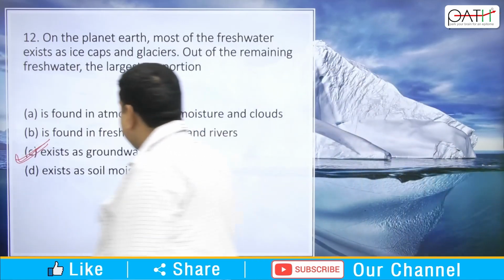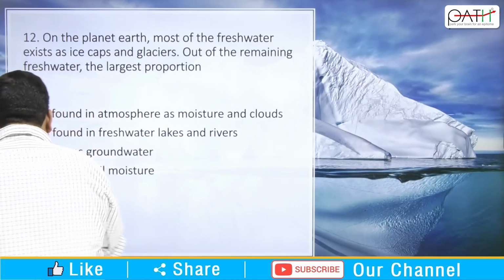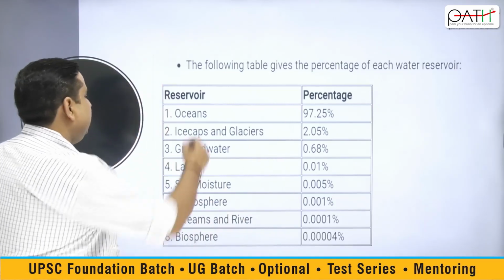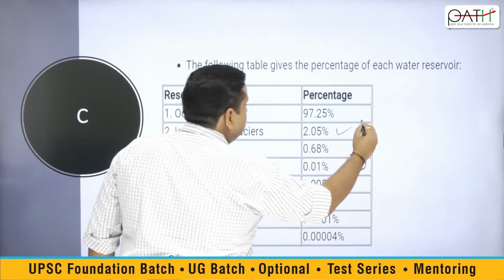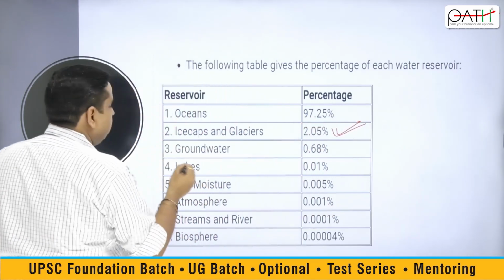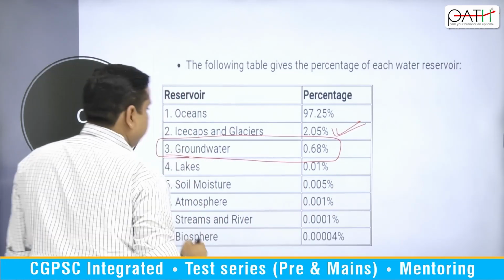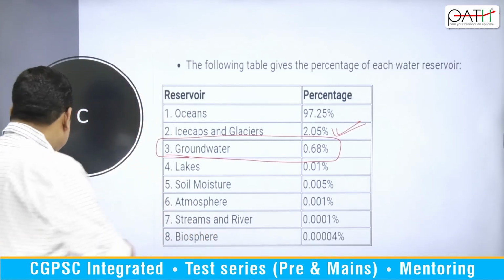So it was a bit factual and straightforward question. So here we have the percentage. Ice caps and glaciers are having around 2.05%. Groundwater is having 0.68%. Okay, let us move to the next question now.